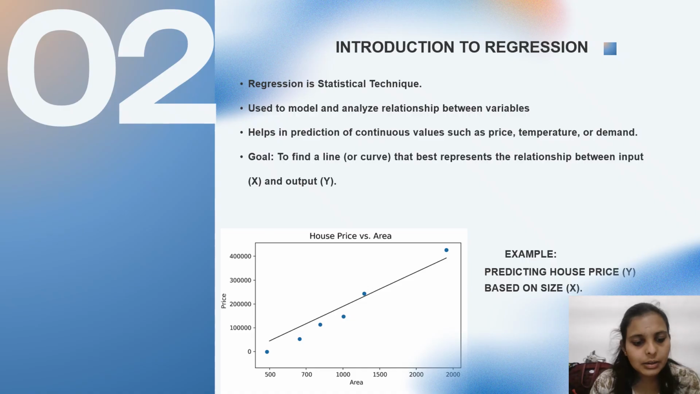output Y. For example, if we want to predict the house prices based on the size of the house, so we are taking input X as the size and output Y as price in dollars. So we are trying to find a function that relates area to price.